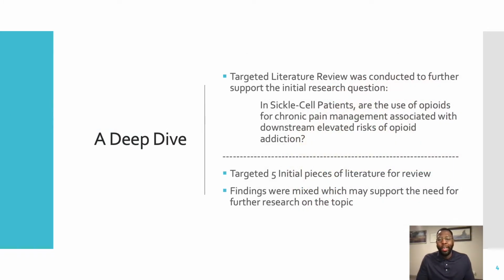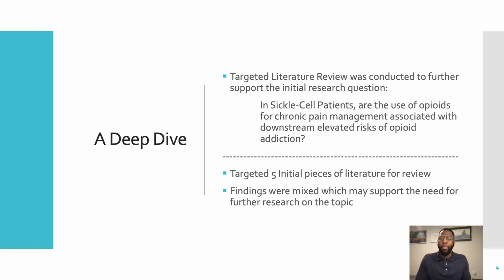Okay, so let's take a deep dive. The targeted literature review was conducted to further support the initial research question. My initial research question is, in sickle cell patients, is the use of opioids for chronic pain management associated with downstream elevated risks of opioid addiction? And to take that a step further, what type of health implications does opioid use within the sickle cell population have on their long-term health?